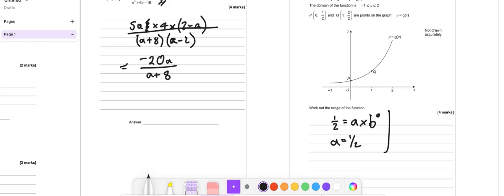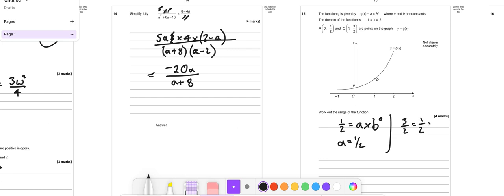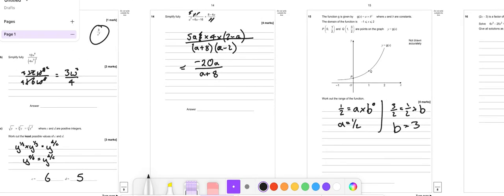And then the other point we've got is point Q, when it's 1, it's 3 over 2. So 3 over 2 equals a half times b to the 1, which is just b. So b equals 3. Multiplying both sides by 2, which means our equation is a half times 3 to the x.